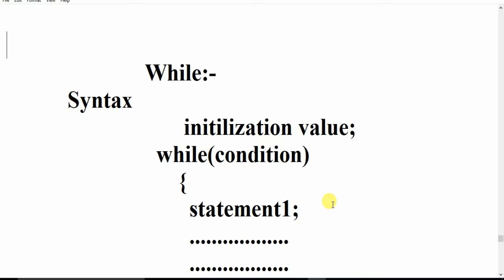So today our topic is the while loop, the purpose of the while loop, the differences between do while and while, and some examples using the while loop. In the previous video, we covered do while and examples of the do while mechanism.